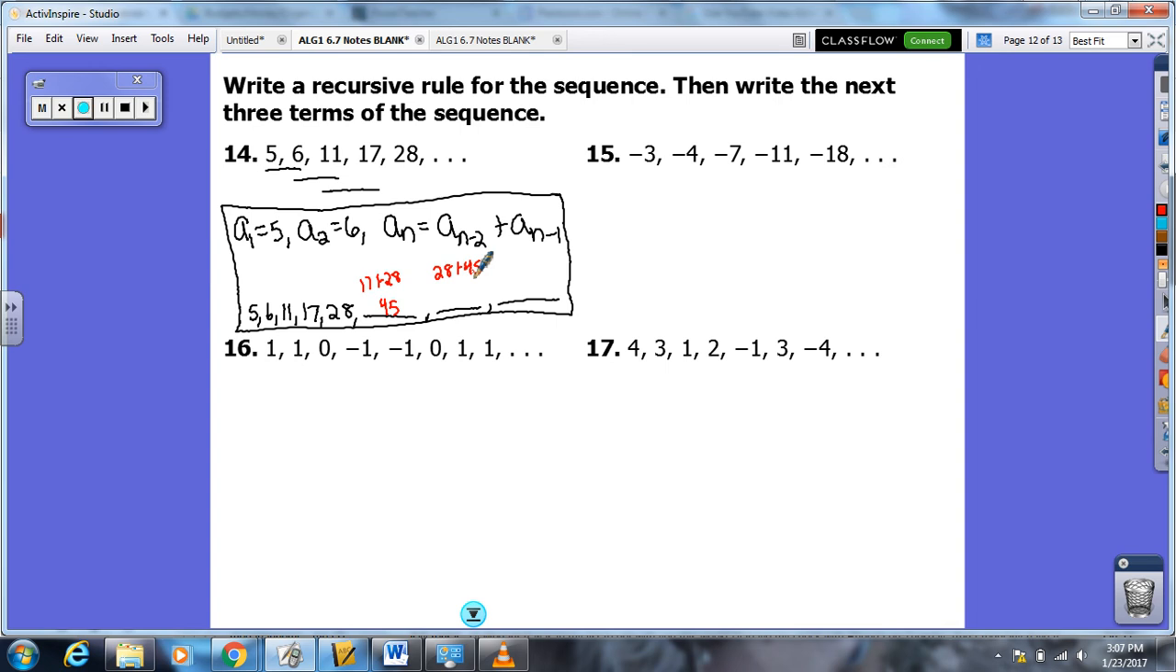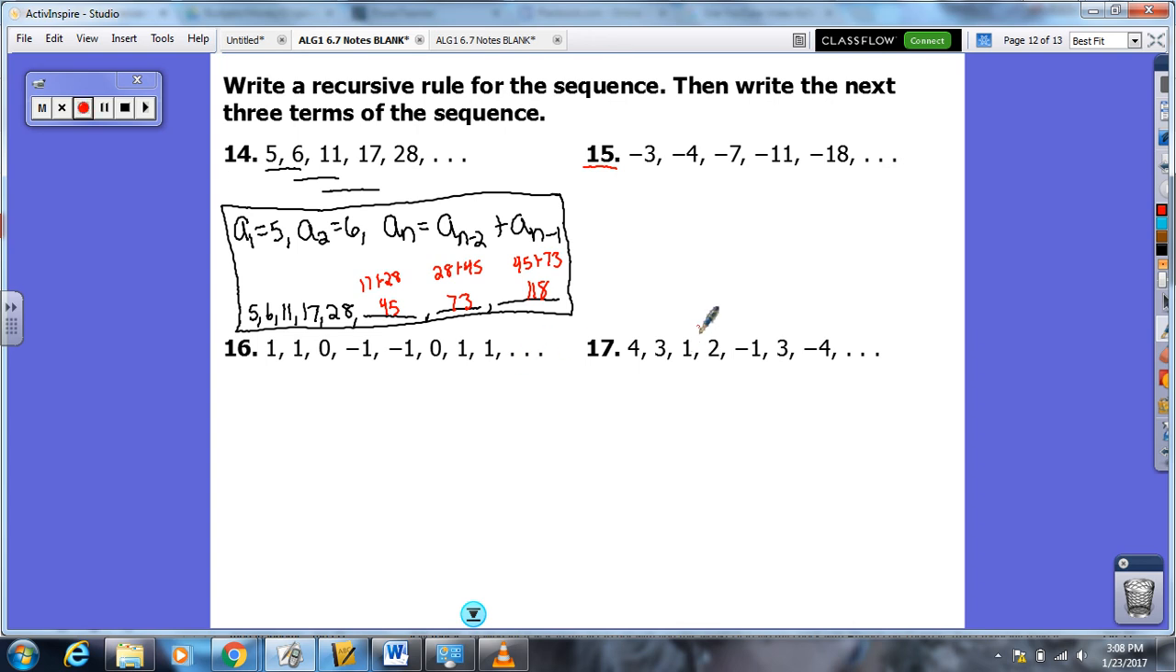Once again, it's completely fine to use your calculator. You get 73. So then I'm going to do 45 plus 73, and I get 118. And those are the next 3 terms in my sequence. Okay, this one looks very similar to the last one. You're just adding the 2 terms. So go ahead and try this one. Pause the video and see if you can write this, and then find the next 3 terms.